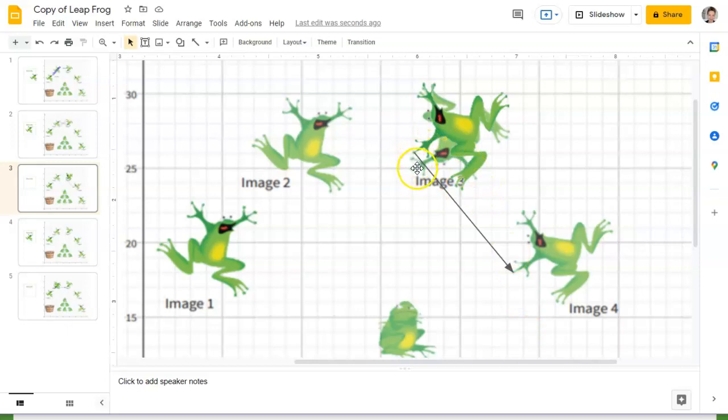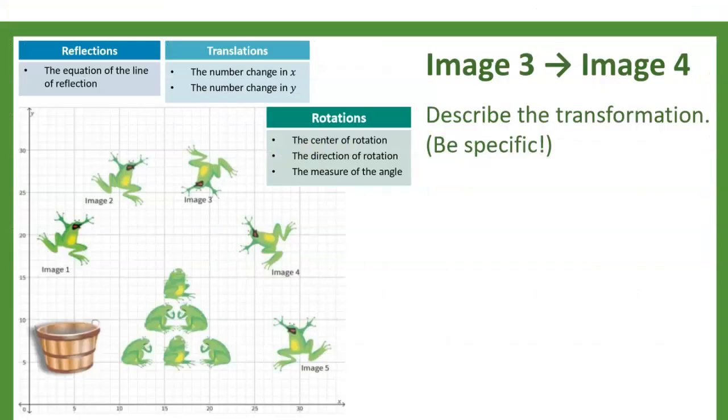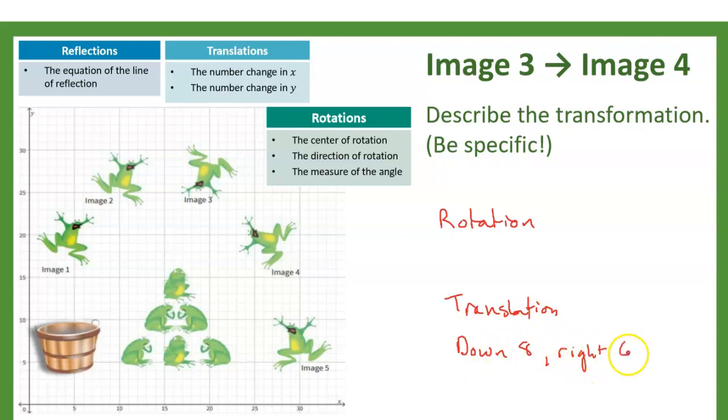So we just need to figure out how much that changed. Let's see, our down is 1, 2, 3, 4, 5, 6, 7, 8. So down 8, and then over to the right, 1, 2, 3, 4, 5, 6, and maybe just a little bit over 6, maybe 6.3. So down 8, right 6.3. So we said this was going to be a rotation and a translation. The translation we said was down 8, right 6.3.